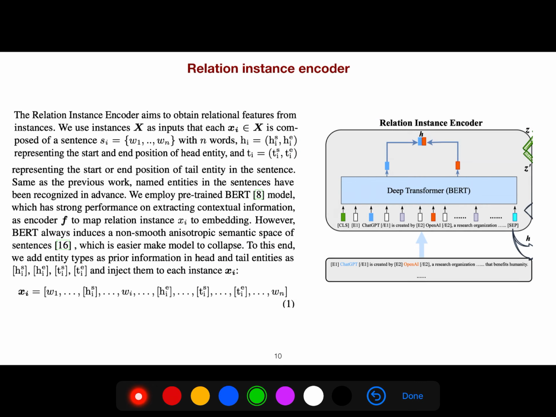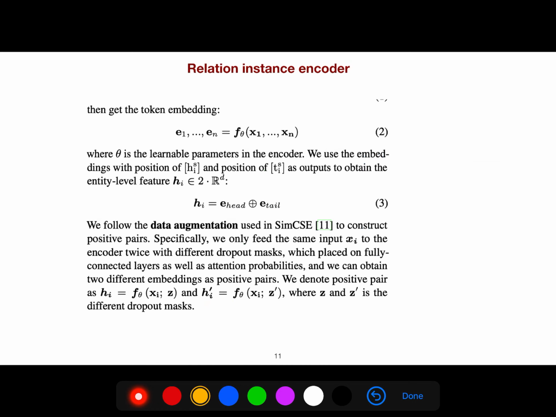So we add entity types as prior information in head and tail. So start and end of head and tail. This is for head, this is for tail. So this is how they are using the entities as well. So we get the token embedding, and theta here is just the learnable parameter in the encoder. And we use the embeddings with the position of H sub I and position head and tail as outputs. So we concatenate head and tail, as is standard in the literature, to get H sub I.